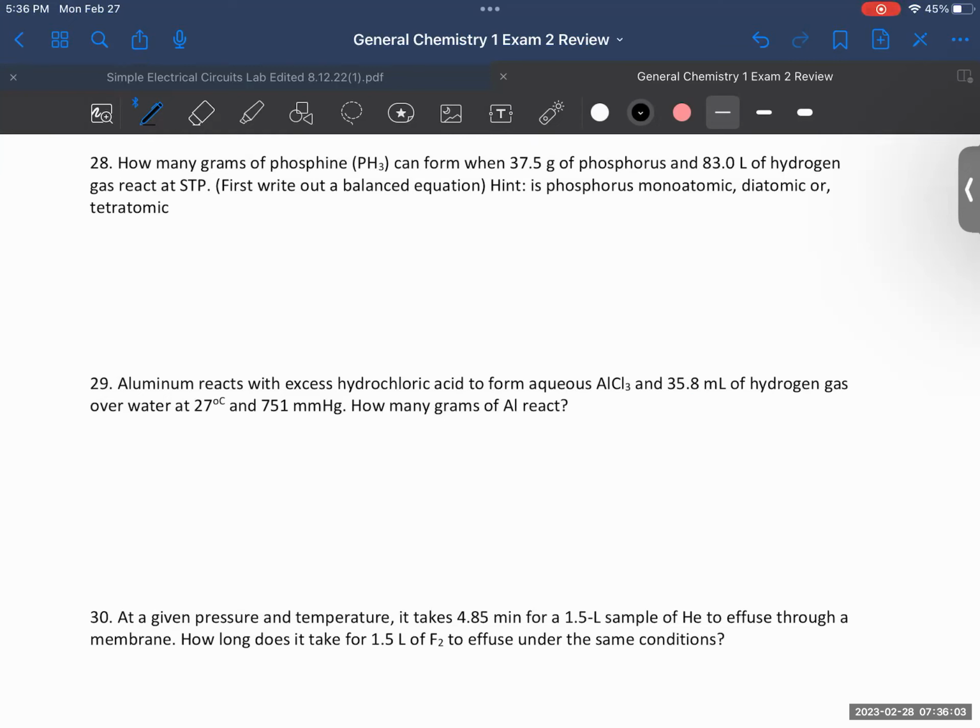It is tetratomic. So let's write out our equation. So P4, and then hydrogen's what? Diatomic, right? So it should be H2. This is a solid, this is a gas, and then we'll get PH3. Is this equation balanced? So what do we do to balance?